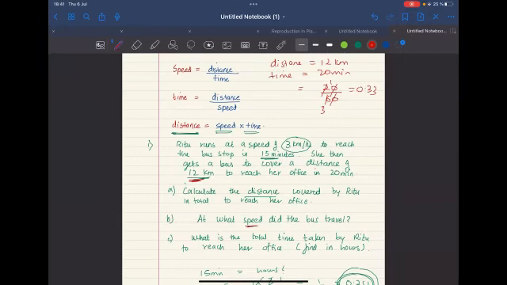This is hours. Now you can use the formula nicely. Speed equals distance by time. Distance is 12. 12 by 0.33. If you want, you can just remove the decimals. You get 1200 divided by 33. If you do the division carefully, you will get around 36.36. So 36.36 is the answer.